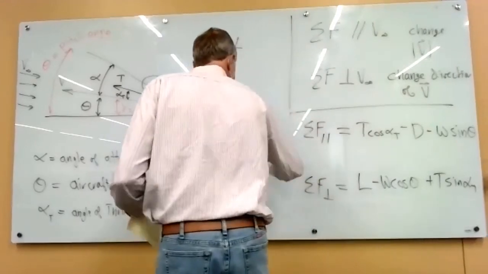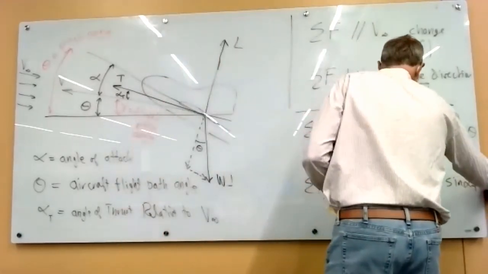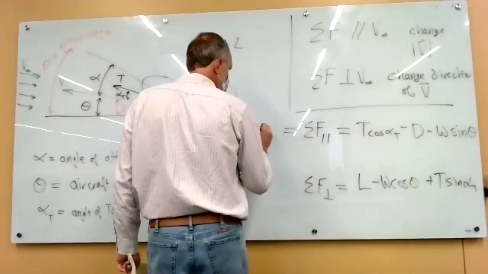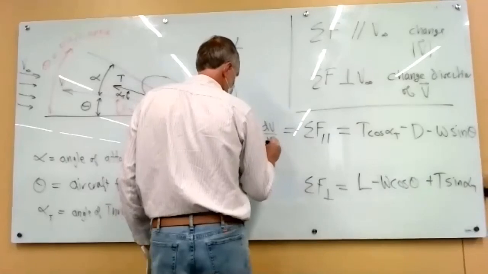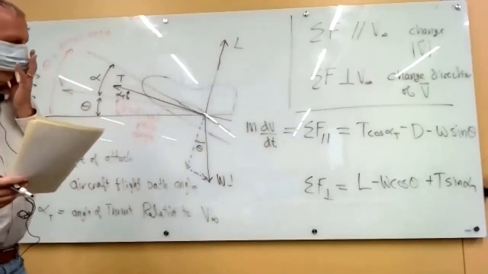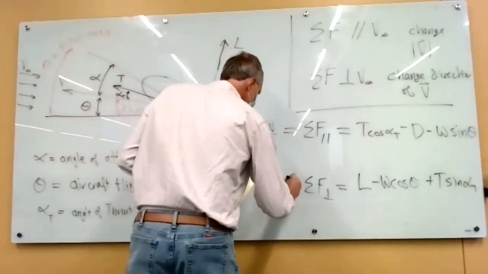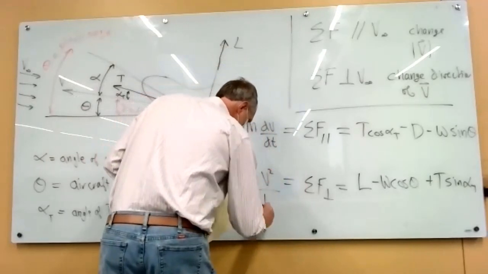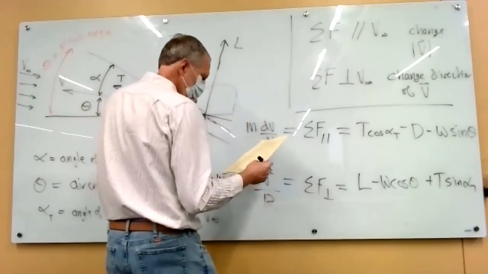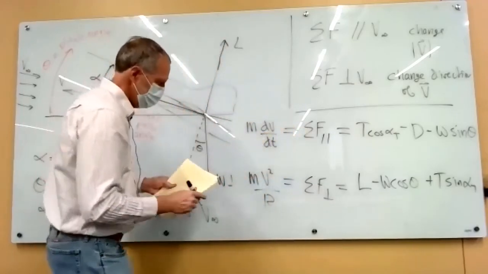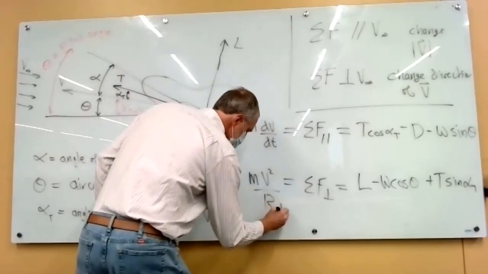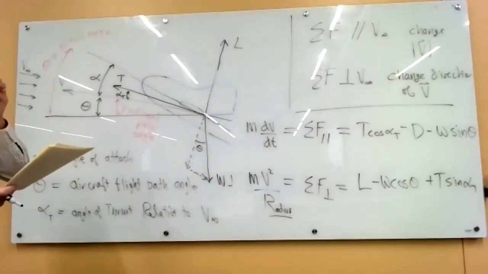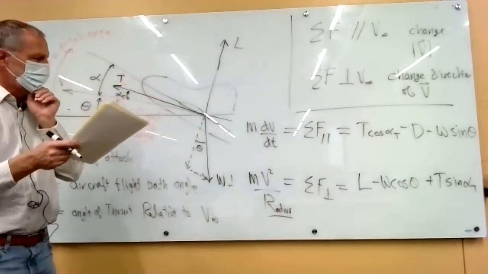So I'm going to erase now that we've used this. Sum of the forces parallel, speeds up, it accelerates. So mass dV by dt, mass times acceleration, and then perpendicular is mass velocity squared over the radius of curvature. We don't use that much, so let's just write it out, radius. Okay, so we'll start with these next time.